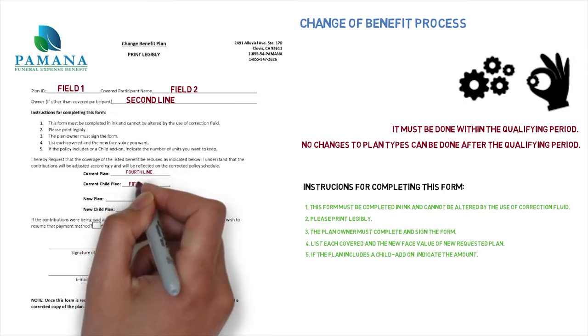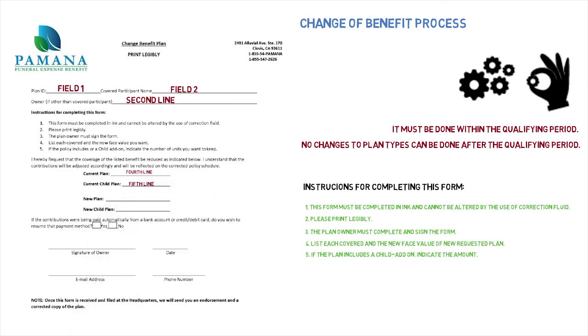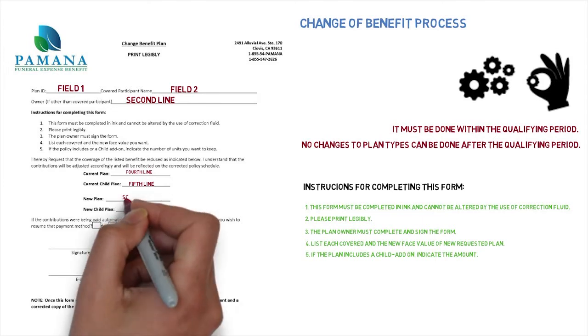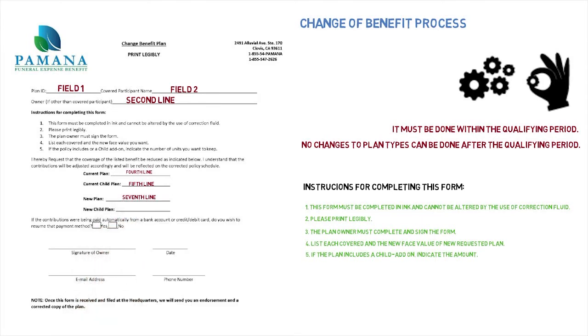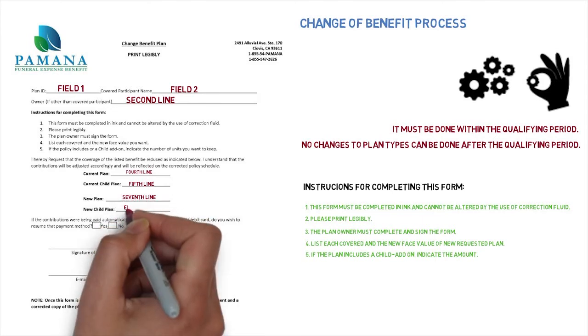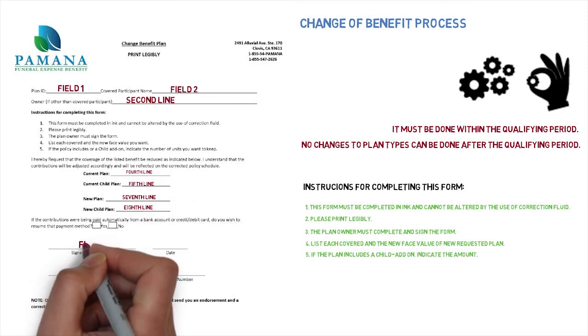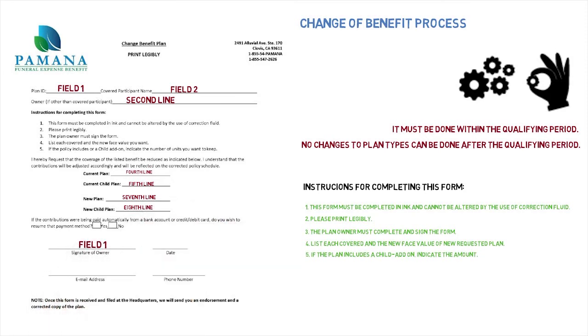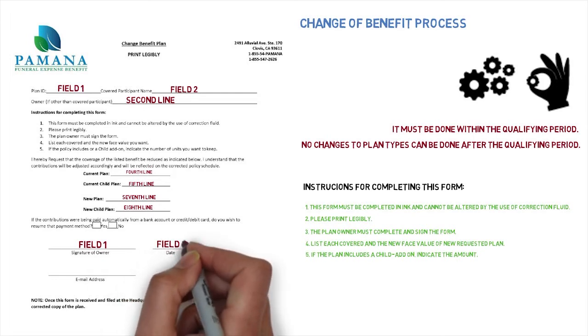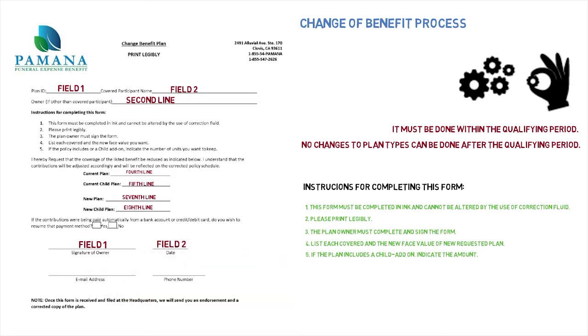The fifth line will ask to provide the current child add-on coverage, if any. The sixth line will ask for the covered participant's name one final time. The seventh line will ask for the requested new plan. The eighth line will ask for the new child add-on coverage, if any. The first field on the ninth line will ask for the owner to provide their signature. The second field on the ninth line will ask for the owner to date when they signed the form.